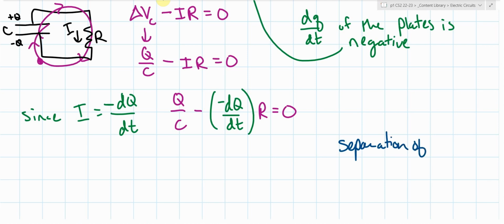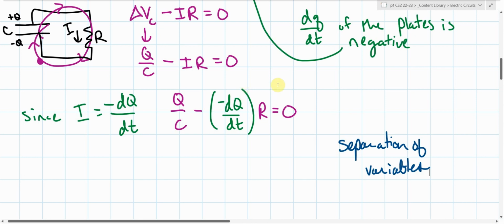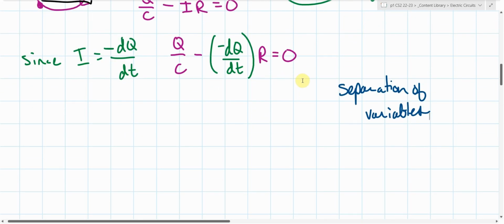Separation of variables. Let me think about the last time you guys did this. You definitely did it for drag forces. There was another one, I can't remember the last time you did this. Anyway, time to separate some variables.